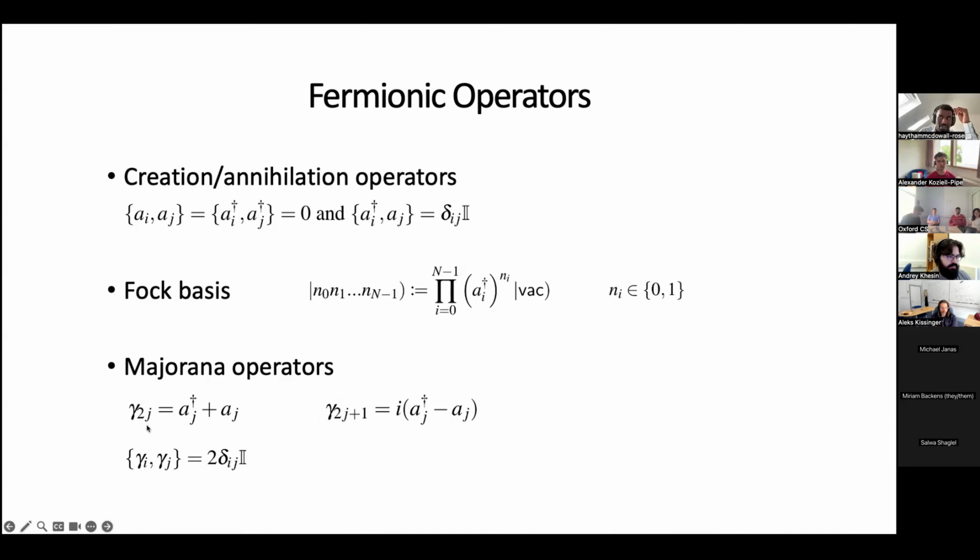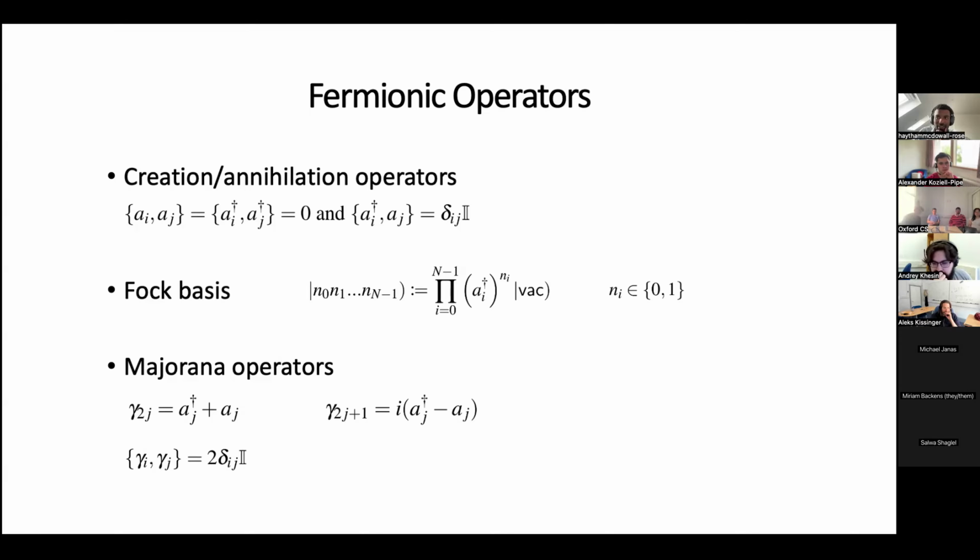For we have 2n of these things that satisfy their own anti-commutation relation. And sometimes it's easier to work with Majorana operators than it is to work directly with creation and annihilation operators. And they're very closely related, as you can see. The transformation is very easy to invert, going from Majorana to creation and annihilation. Okay, so we've talked about the motivation, why we want to do this, what these things are mathematically.